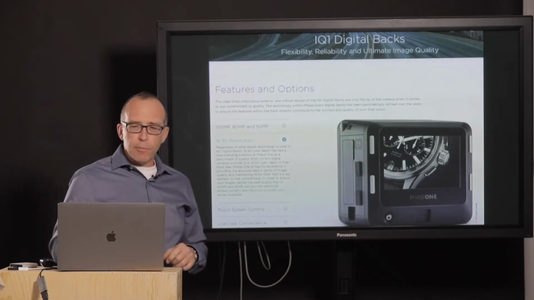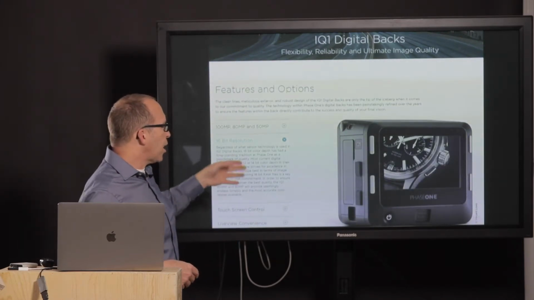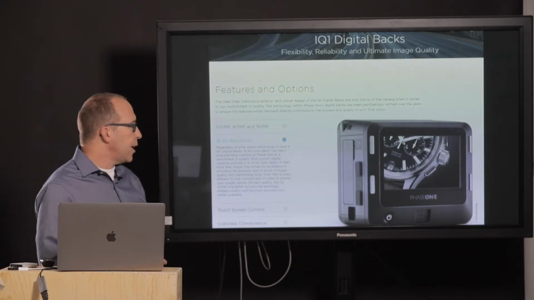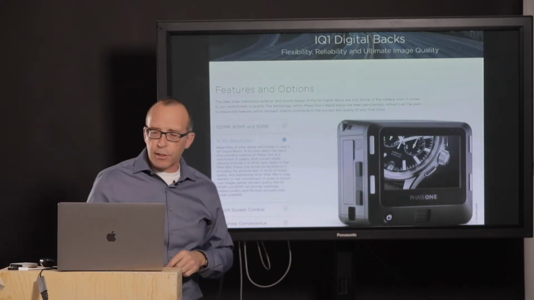So, yeah, I was going to talk a little bit about phase cameras and why they're so great and what's so great about having a bigger sensor.